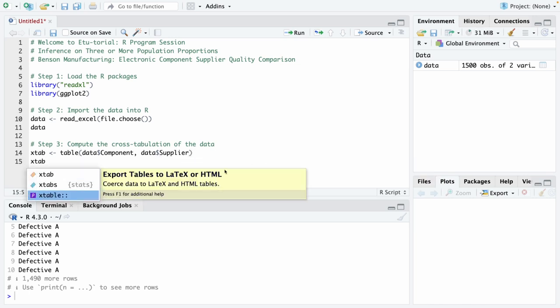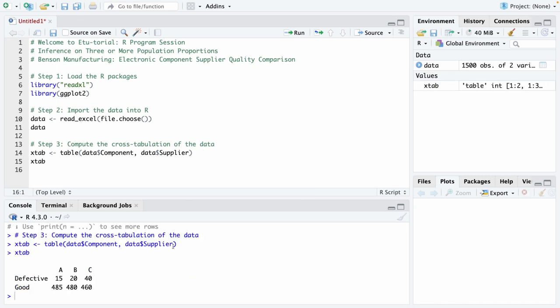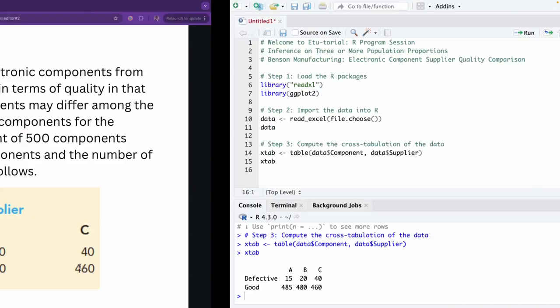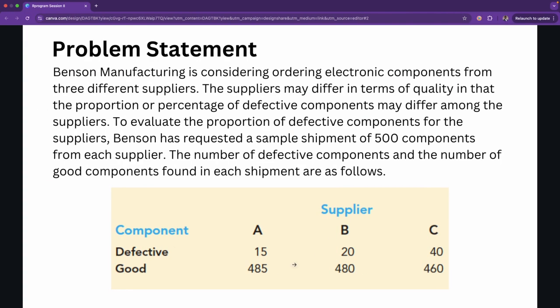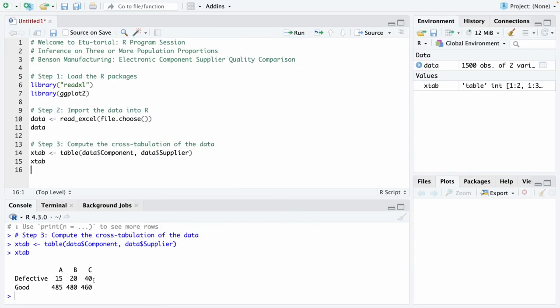All right, so if I run this code, that's line 14, and then line 15, you can see it exactly the same way we have it in our data: 15, 20, 40, and the good ones as well. So we're basically done with loading and setting up the table.